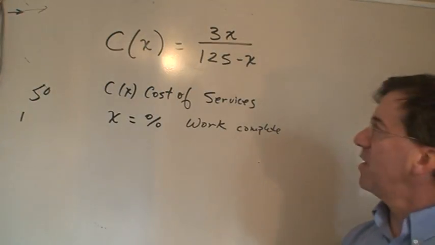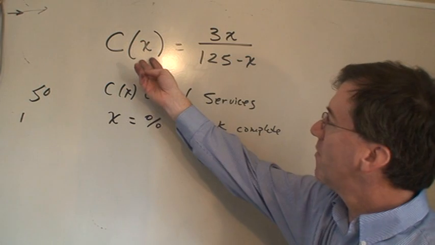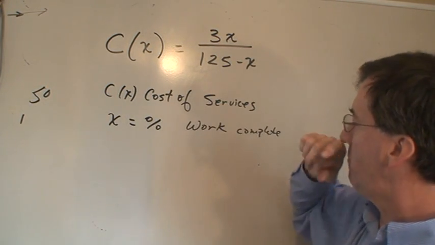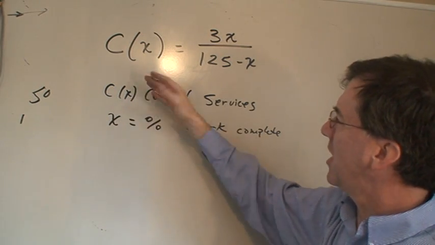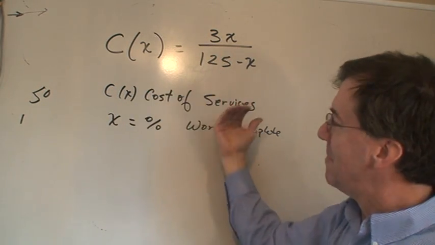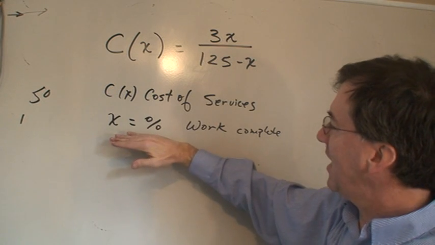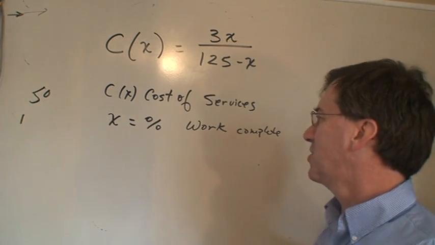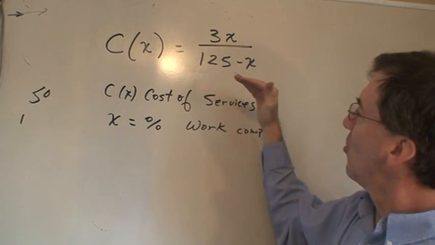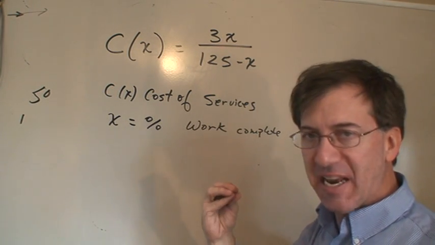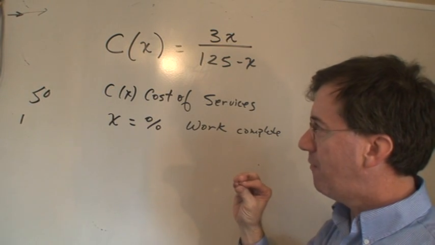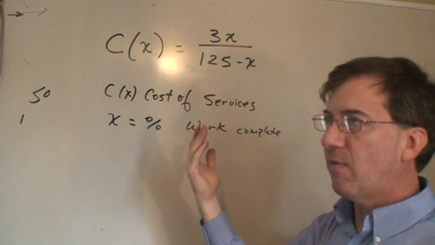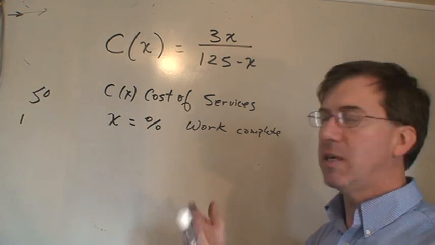On this one, let's pretend we've got a cost model of some kind. We've got C of x equals 3 times x over 125 minus x. Let's say C of x is the cost of services in millions of dollars, and x is the percent of work complete or something like that. Sometimes you'll see that. So x is actually a percentage. So if it were 50%, I'd put a 50 in for x. And my result, if I get a 5 for my result, it would be $5 million.